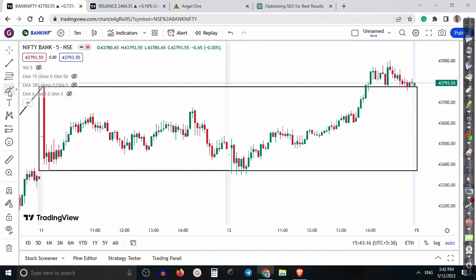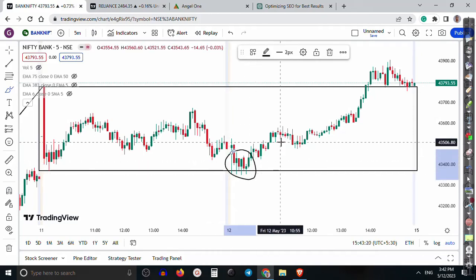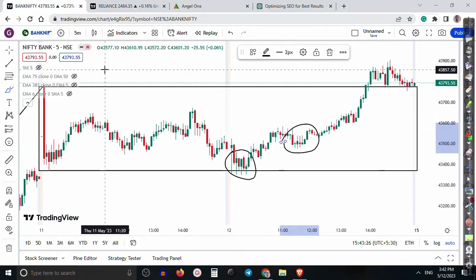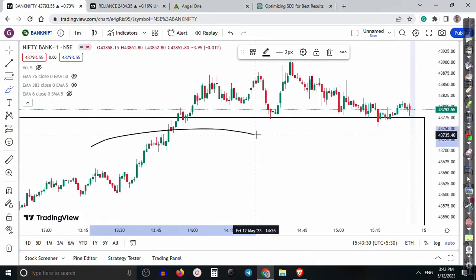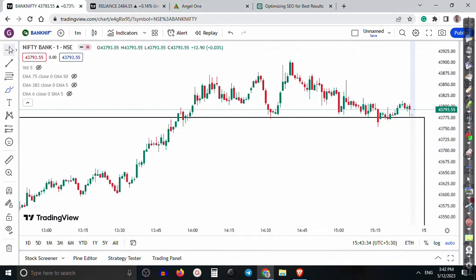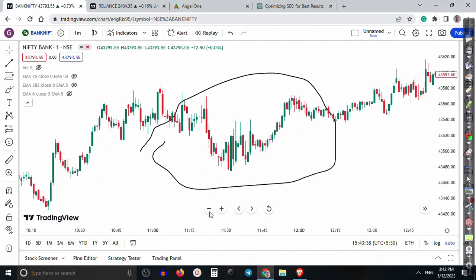First let me circle this area. Okay, and let me use this area also. Okay, so we will resume this area in 1-minute chart. What was the price action? So in just a minute. Okay, let me remove. Okay, perfect. All right, now you can see, let me zoom a little bit.